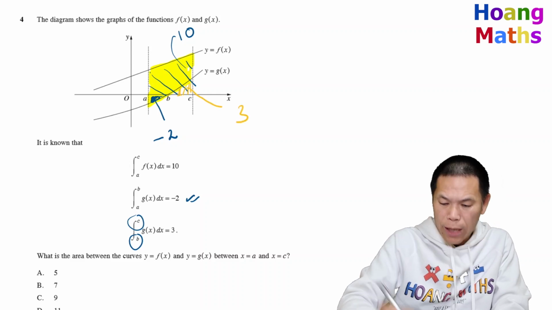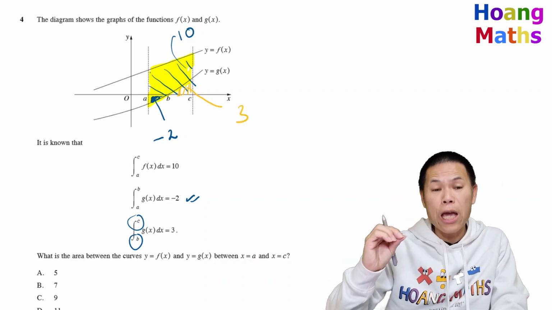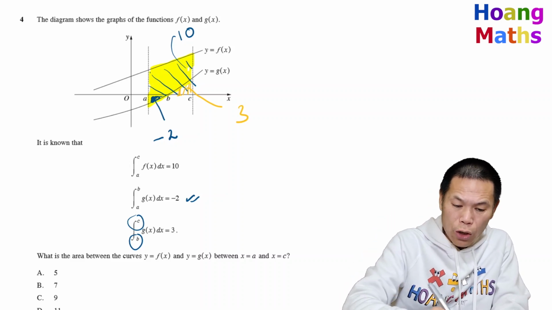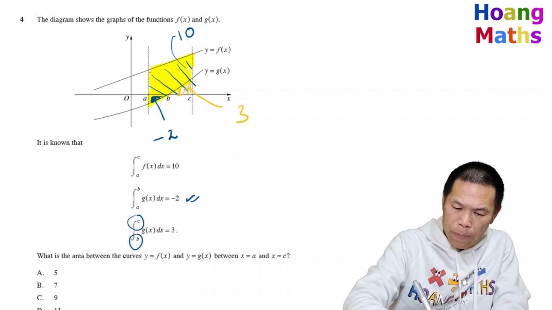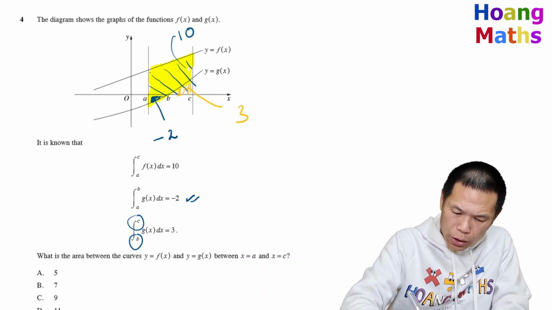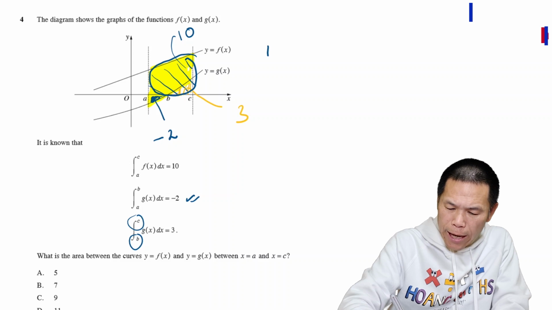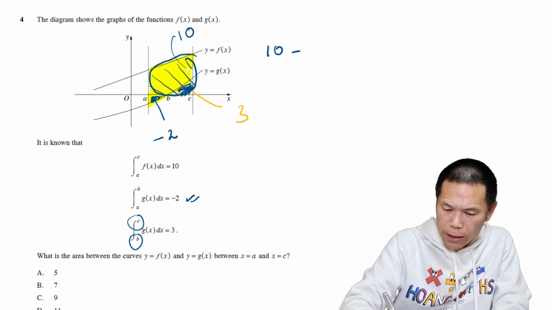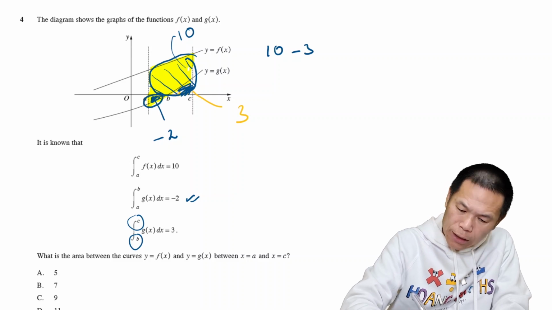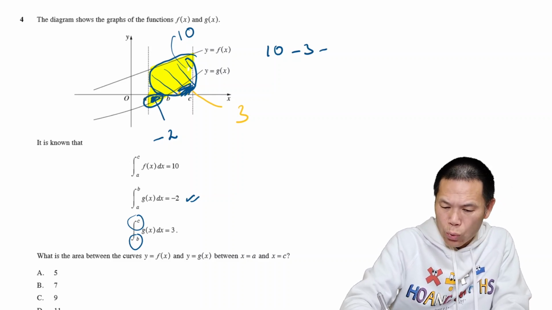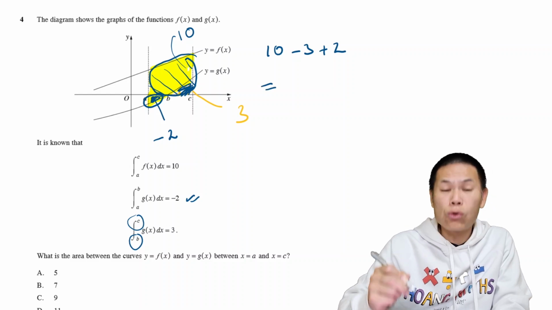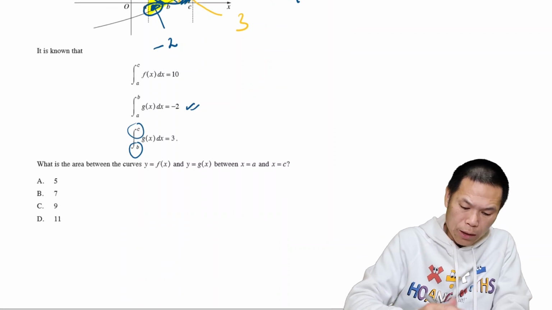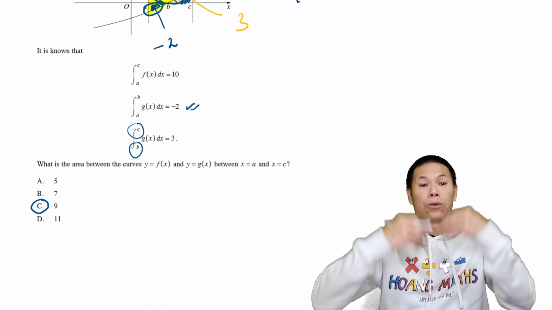So to work out the shaded area, that is the yellow color, if you wish, we just go like this. We just need to find the area, so the whole lot here is 10, and then we minus this bit out. Okay, we do not want that, so that is 3, and then we need to add this bit. So this area here is 2. So that is 10 minus 3 is 7, add 2 is 9. So the answer should be 9. So that is C. So there you go.